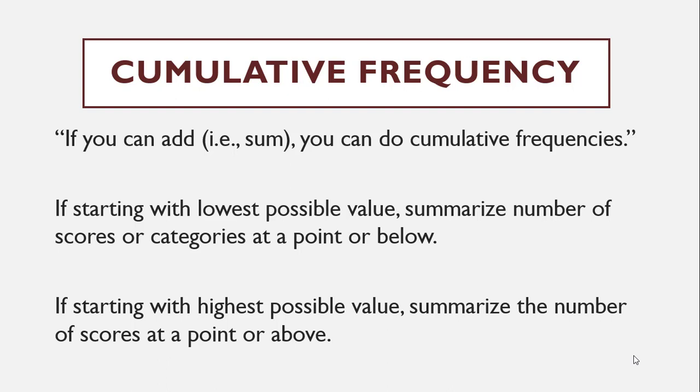Once we have simple frequencies, we can do cumulative frequencies. And my saying for that is, if you can add or sum, they're interchangeable, if you can add, you can do cumulative frequencies. So with cumulative frequencies, basically we're trying to say how many scores happen at a point or below it or above it, depending on our starting position. So if we start with the lowest possible score, let's say that we are talking about test scores, the lowest score is, I don't know, a 63. And so we start with that score and we say, how many people scored a 63 or below? Well, if only one person got a 63, the cumulative frequency at that point is still just one.